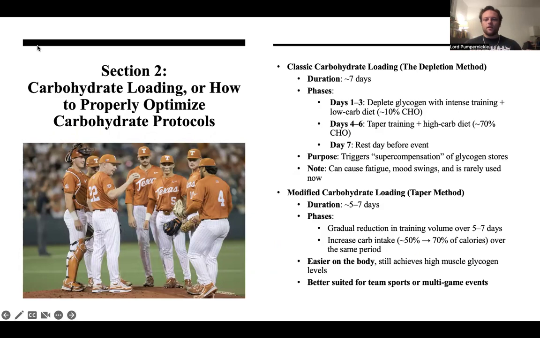Days 1 to 3, you deplete your glycogen with intense training and a low carb diet. Days 4 to 6, you taper your training plus a high carb diet, and day 7 is the rest before your event. It's supposed to trigger supercompensation of your glycogen stores, though it does cause fatigue, mood swings, and is rarely used now. It's probably not optimal for baseball.